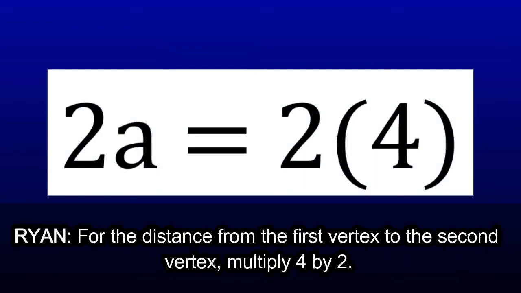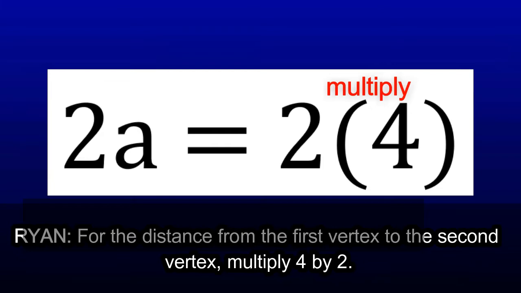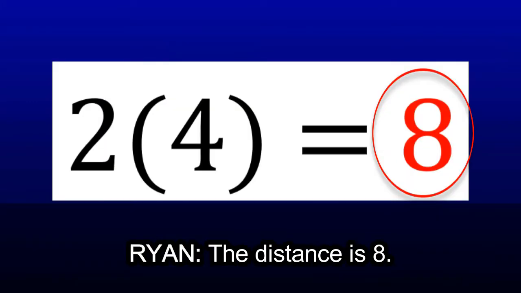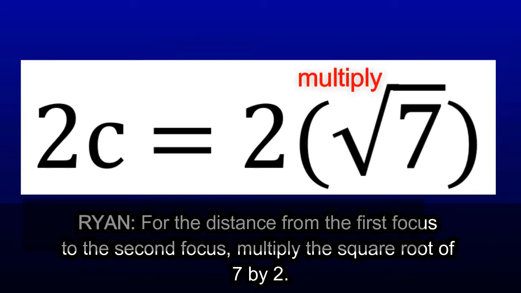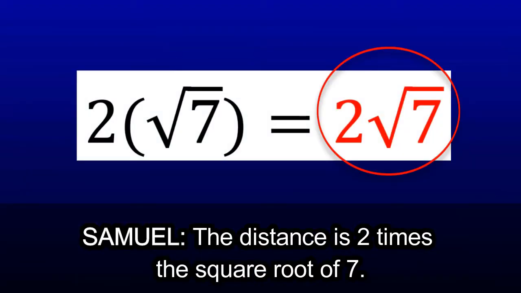For the distance from the first vertex to the second vertex, multiply 4 by 2. The distance is 8. For the distance from the first focus to the second focus, multiply the square root of 7 by 2. The distance is 2 times the square root of 7.